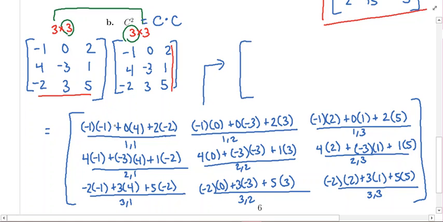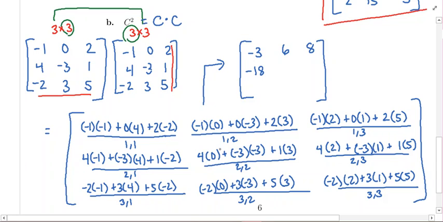Starting in the first row, first column, negative 1 times negative 1 is positive 1 plus 0 plus a negative 4. That's going to give us negative 3. Over here, this is going to be 0 plus 0 plus 6. First row, third column, we're going to get negative 2 plus 0 plus 10. That's going to be positive 8. Second row, first column, that's going to be negative 4 plus negative 12. That's negative 16 plus a negative 2 is going to be negative 18.